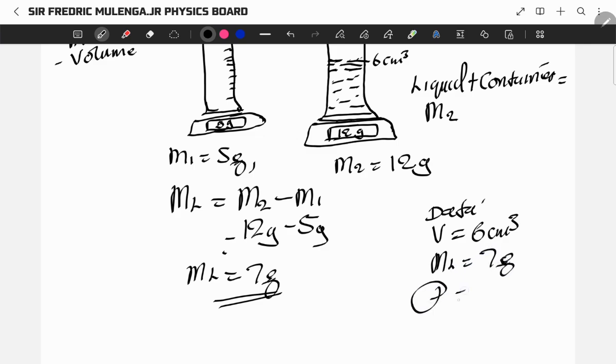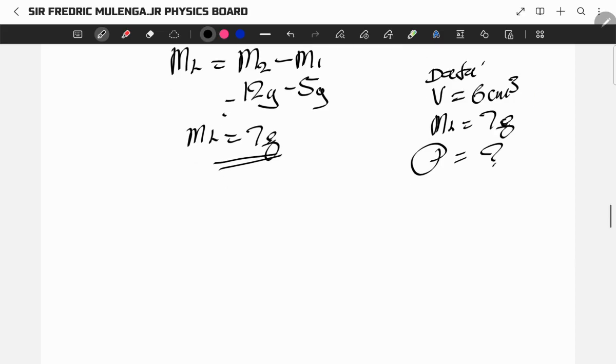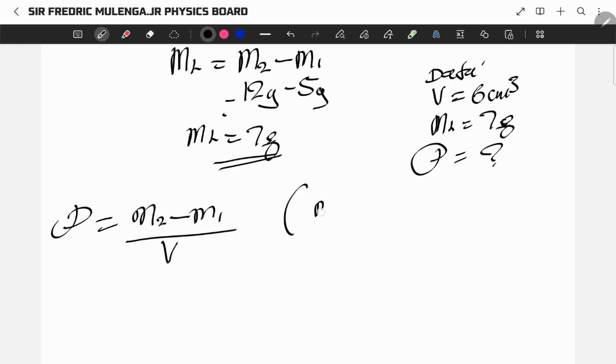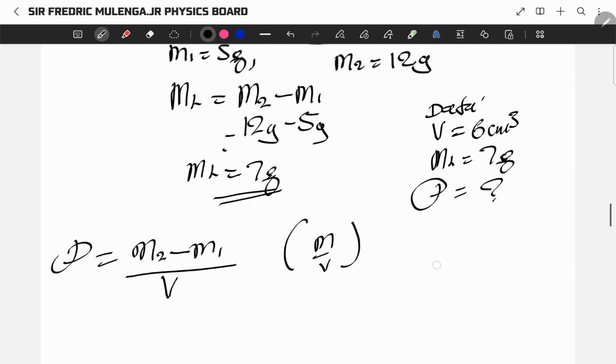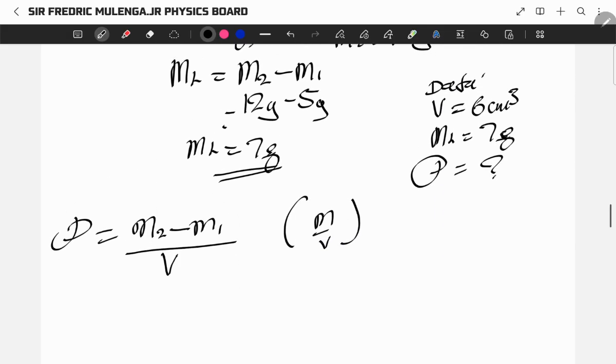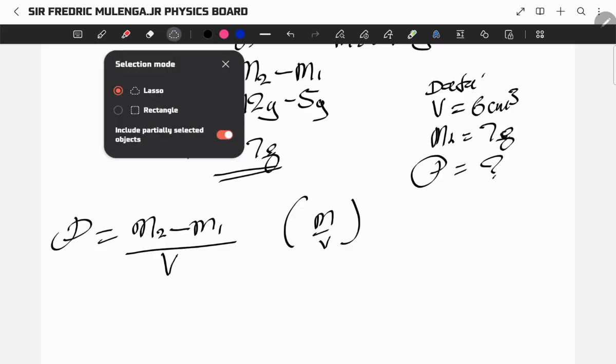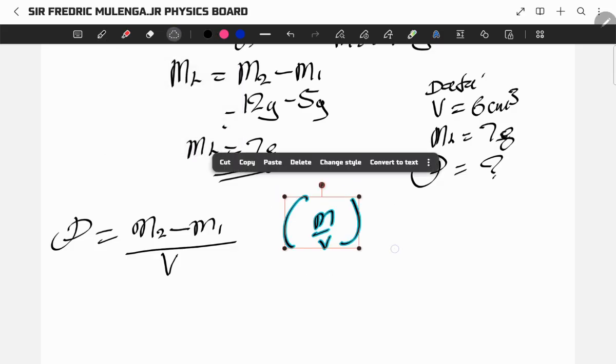Then what is the density of this liquid? The density of liquid can be calculated by mass 2 minus mass 1 over volume. This is just the same as mass over volume. So we'll go ahead and use this formula, and also try this one. We'll first use this one.